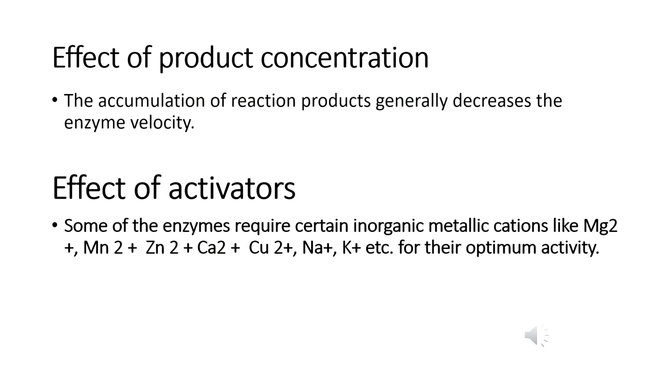Next is the effect of product concentration. The accumulation of reaction products generally decreases the enzyme velocity. So as the accumulation of product increases, the enzyme velocity decreases. Next is the effect of activators. Some enzymes require certain inorganic metallic cations like magnesium, manganese, zinc, calcium, copper, sodium, potassium, etc. for their optimum activity. Activators are the compounds which enhance the activity of an enzyme. So enzymes having these metallic cations will show their optimum activity.